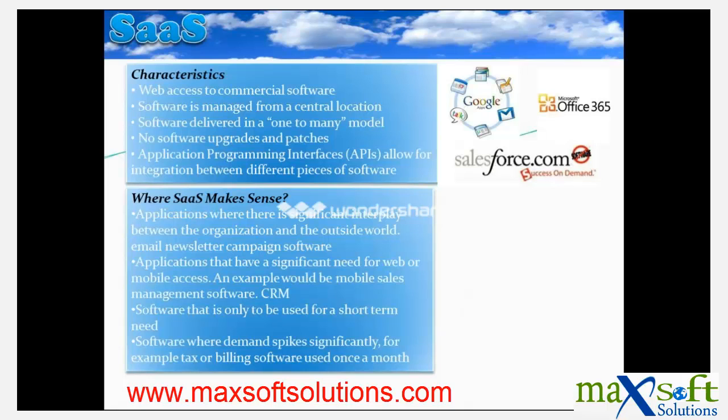SaaS characteristic is that you pay for how much you use. And software is delivered in a one-to-many model, meaning one Gmail is able to be accessed by lakhs and crores of people.